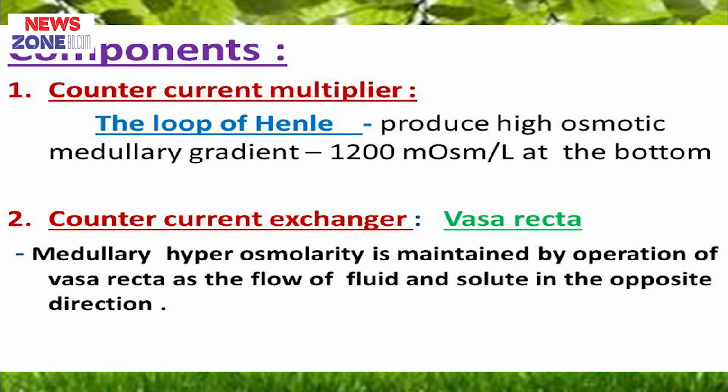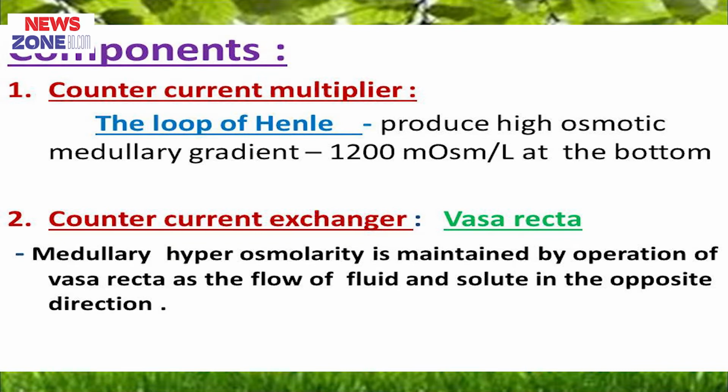So the countercurrent mechanism has two components: the first is the countercurrent multiplier and the second is the countercurrent exchanger. In this case, the multiplier is the loop of Henle, which generates the medullary interstitial hyperosmolarity, and the exchanger is the vasa recta. What is the vasa recta? The vasa recta is actually the peritubular capillary found in the juxtamedullary nephron. It is U-shaped.